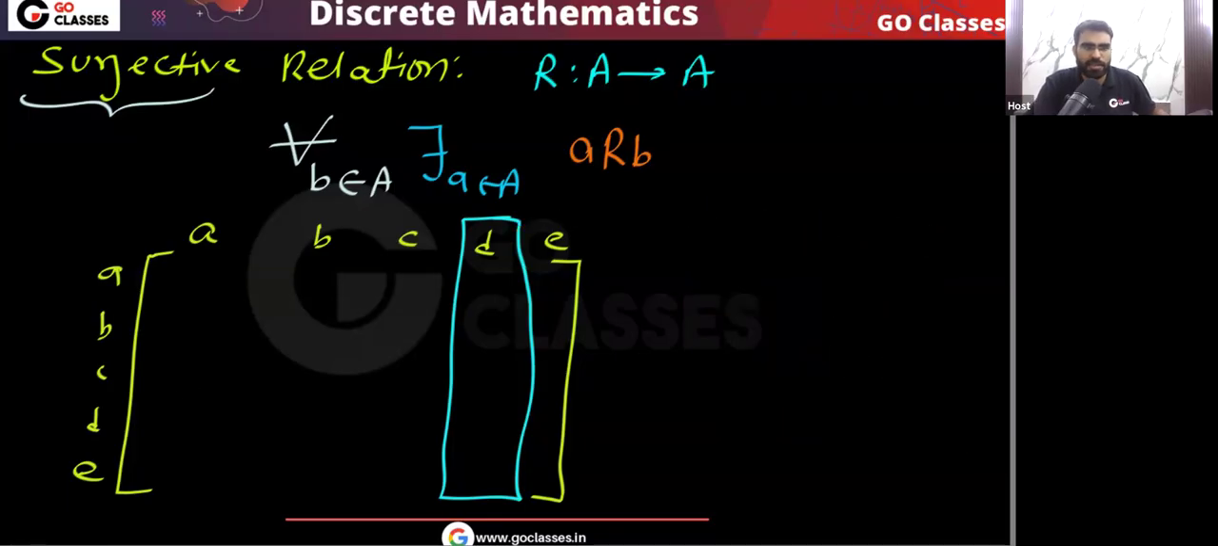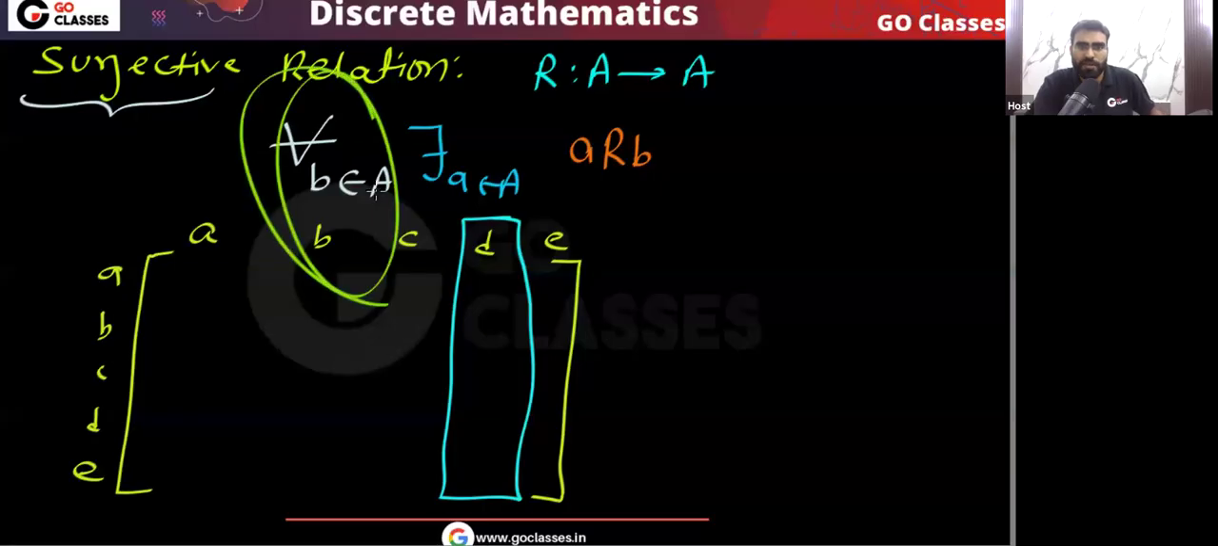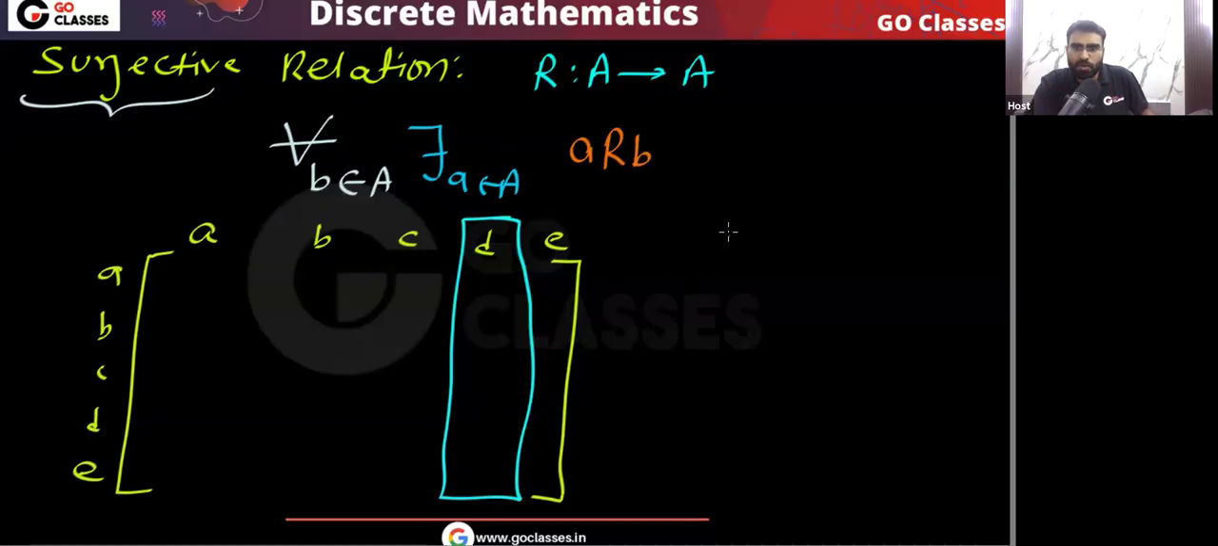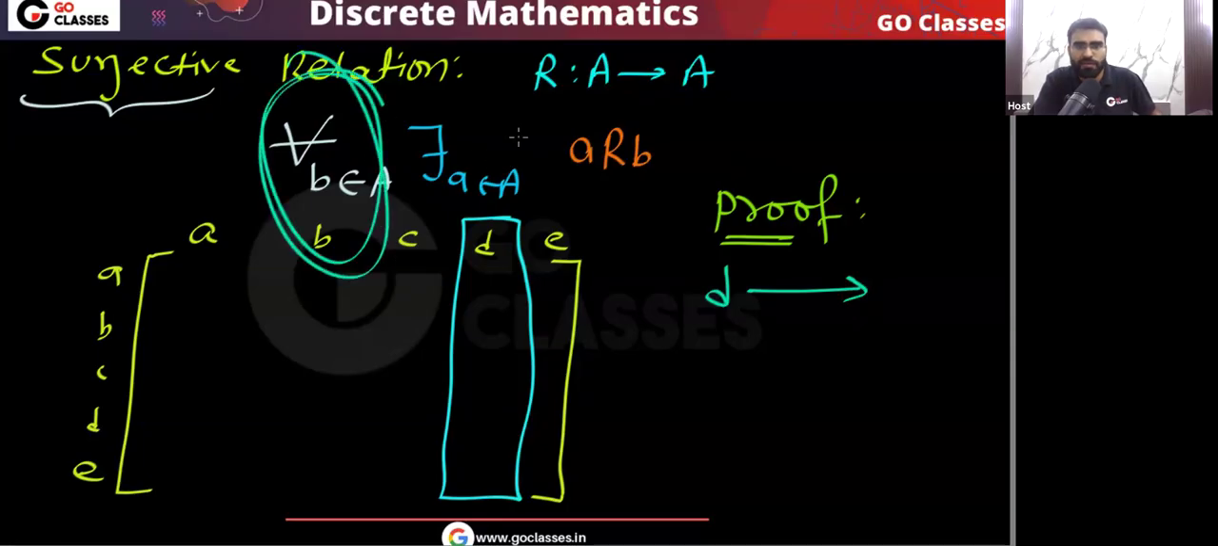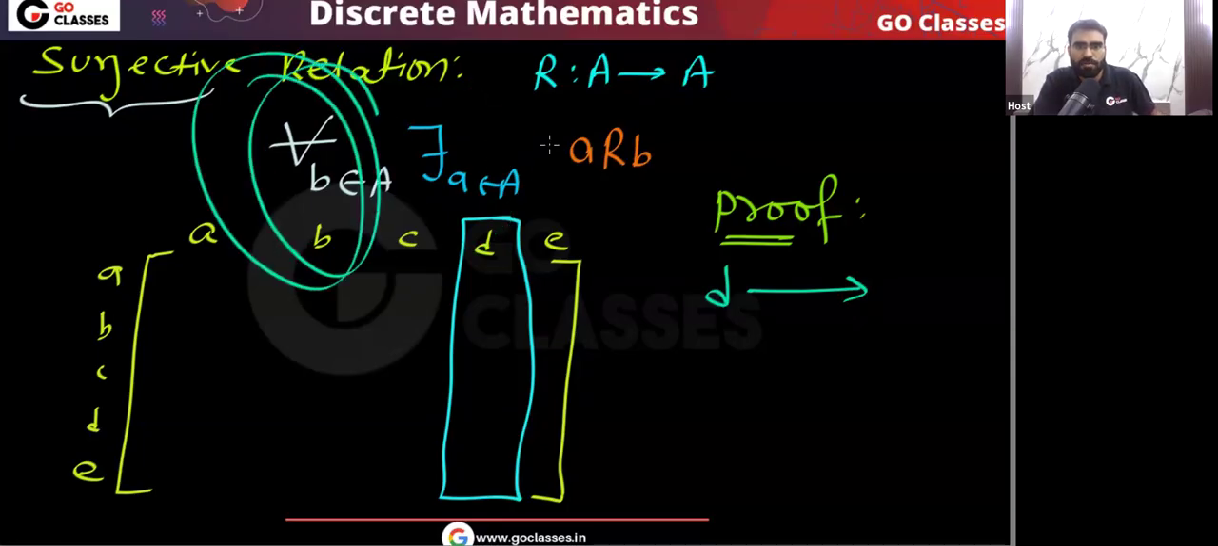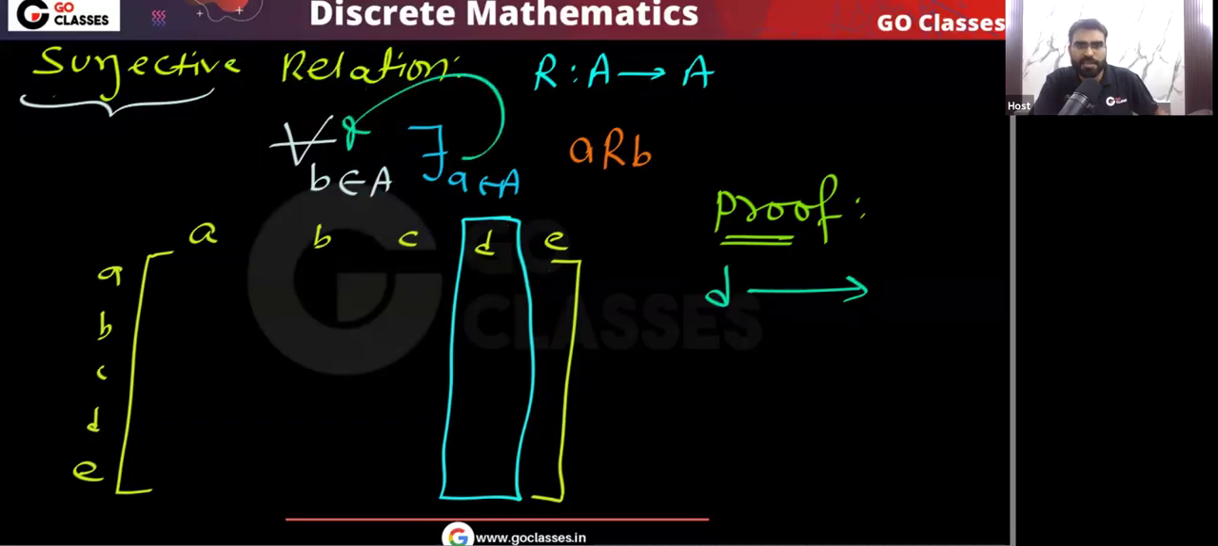Very simple. Read the definition of a surjective relation. We are saying for everyone there is someone such that A is related to B. So the proof is like this. For D, there will be someone or not? For all B, there is an A such that A is related to B. So for D, there is a guarantee that at least some person will be there.